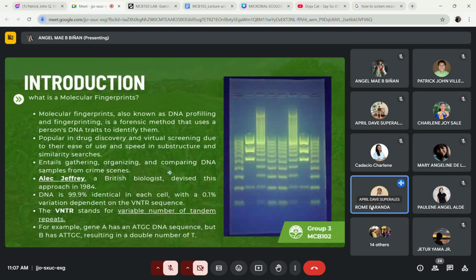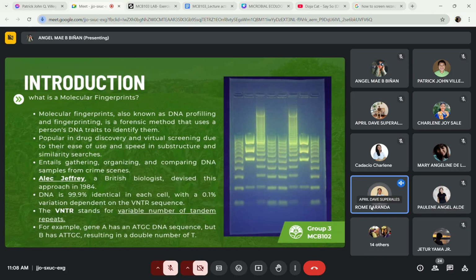Okay, so now what really is molecular fingerprinting? Molecular fingerprinting is also known as DNA fingerprinting or DNA profiling, which is a forensic method that uses a person's DNA traits to identify them. It is famous in drug discovery and virtual screening due to its ease of use and speed in substructure and similarity searches. It also entails gathering, organizing, and comparing DNA samples from crime scenes. This approach was devised by Alec Jeffreys, a British biologist, in 1984, wherein DNA is 99.9% identical in each cell, with a 0.1% variation dependent on the VNTR sequence.